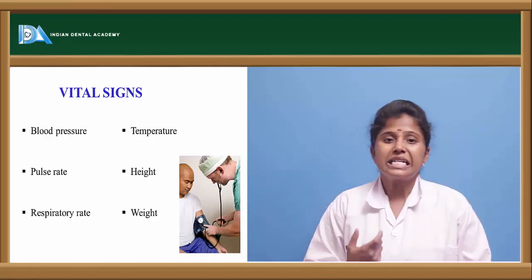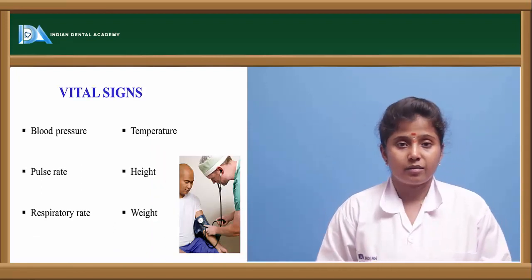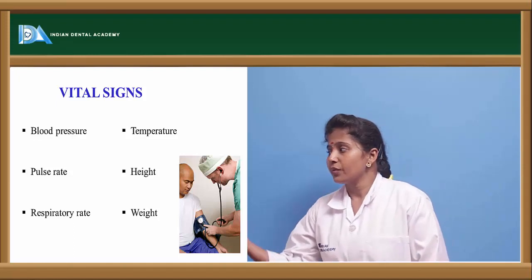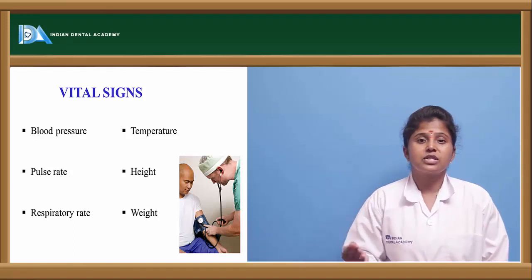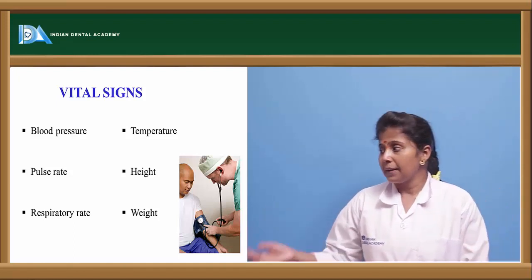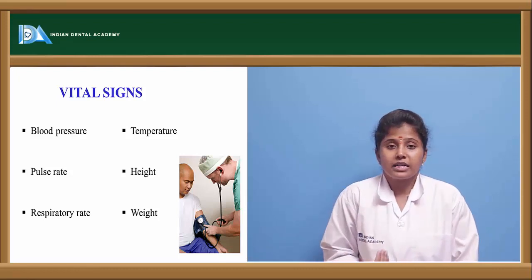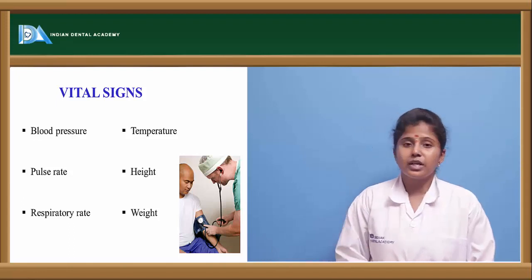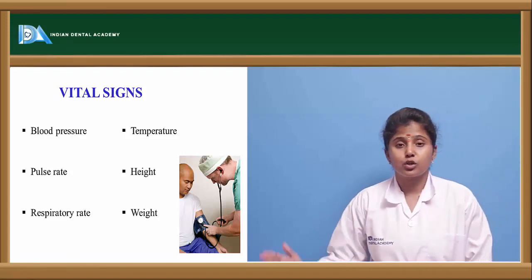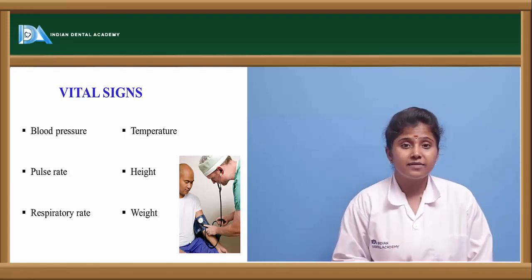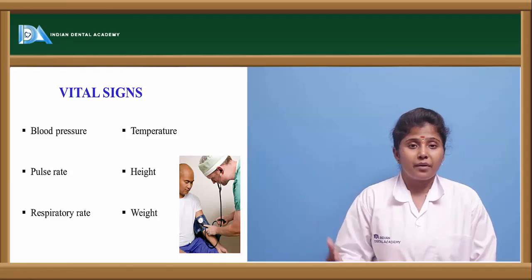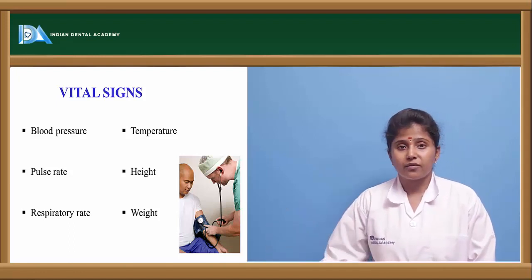And what are the vital signs we need to consider before giving any prevention? So we need to check the blood pressure of the person using a sphygmomanometer, and the pulse rate of the person, and respiratory rate, how far he is able to breathe properly, temperature, height and weight. So all these have to be examined physically in order to give prevention and give advice or referral to a physician.